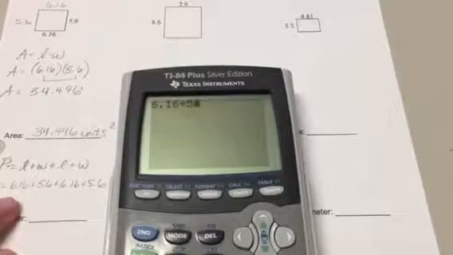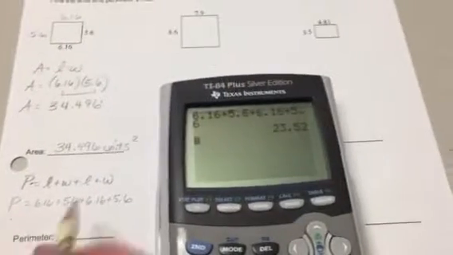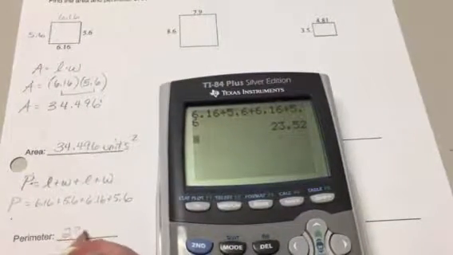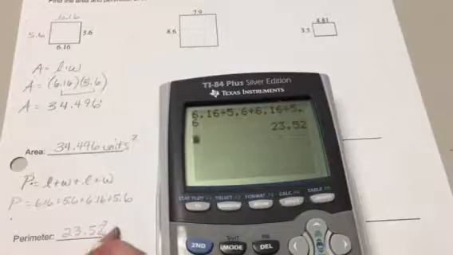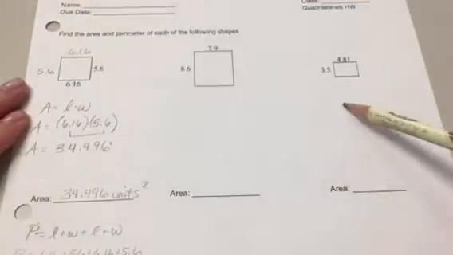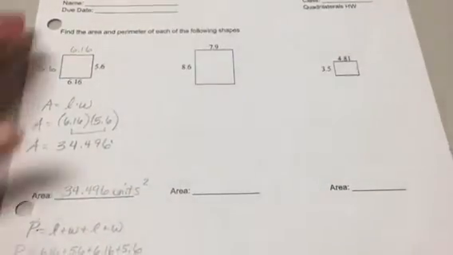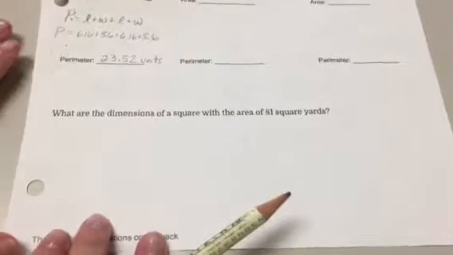6.16 plus 5.6 plus 6.16 plus 5.6. And the perimeter is going to be 23.52. Again, I'm just going to say units because there's no label. You're going to do that same process for each one of the rectangles. Okay, take a look at the one on the bottom.